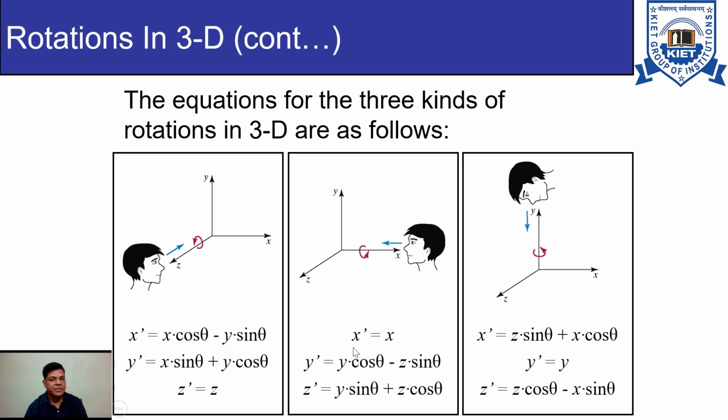If we rotate the object along the x-axis, then certainly it will not change the value of x. So x' is equal to x, y' is equal to y cos theta minus z sin theta, and z' is equal to y sin theta plus z cos theta. While if we are rotating the object along the y-axis, then certainly it will not change the value of y. x' is equal to z sin theta plus x cos theta, y' is equal to y, and z' is equal to z cos theta minus x sin theta.